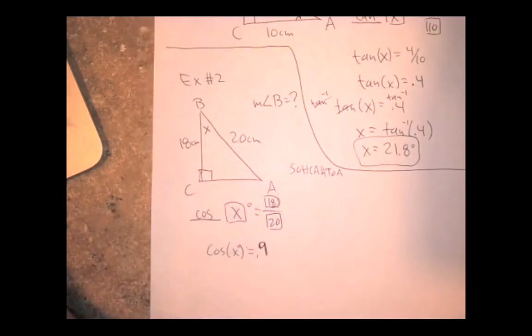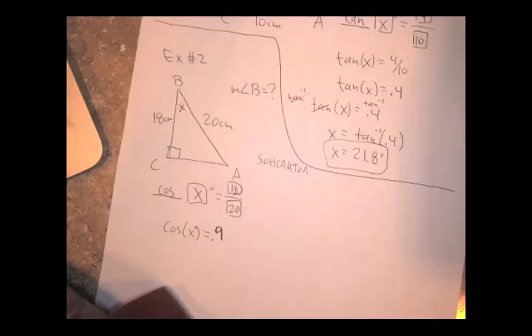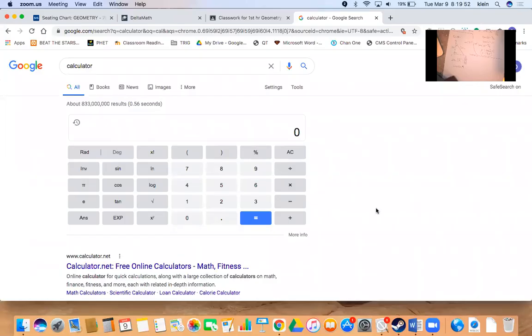Let me bring up a calculator on Google. I found a calculator here that I can use. I think I'm still recording here. If you just search calculator on Google, this is the one that pops up. We're going to do a cosine inverse on each side to cancel out the cosine. So x degrees equals cosine inverse of 0.9. I'll show you how to type that in right here.